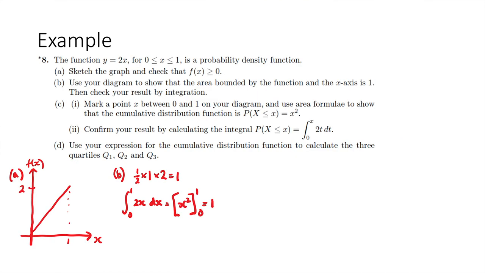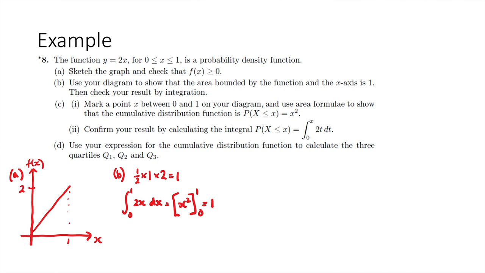I've got another one. I've got lots of examples for this. Okay, good. So we've got a function y equals 2x. So I've drawn that. It said sketch the graph and check that it's always greater than 0. So it is. Also, I need to check that the area is 1 underneath it. So it's a triangle, so I can work that out. And then check your result by integration. So I've also done that.